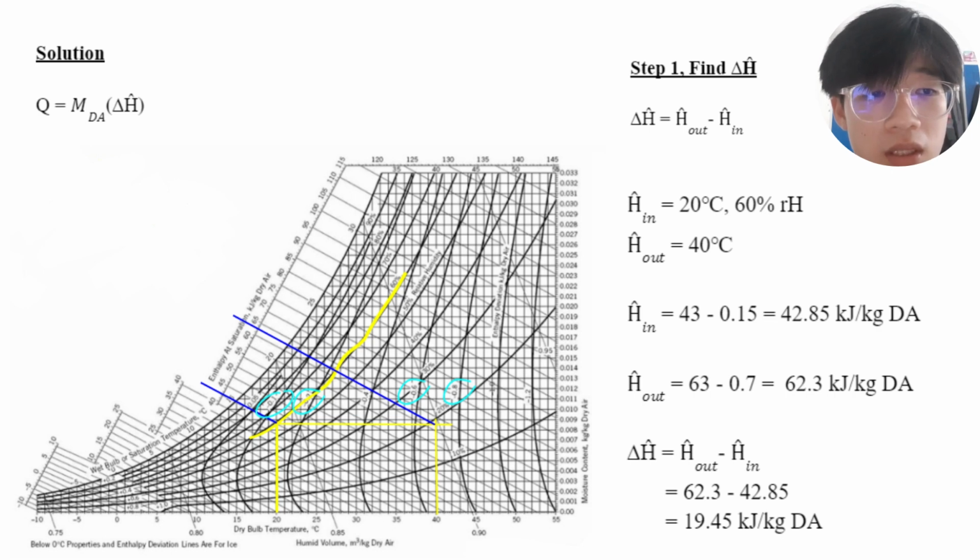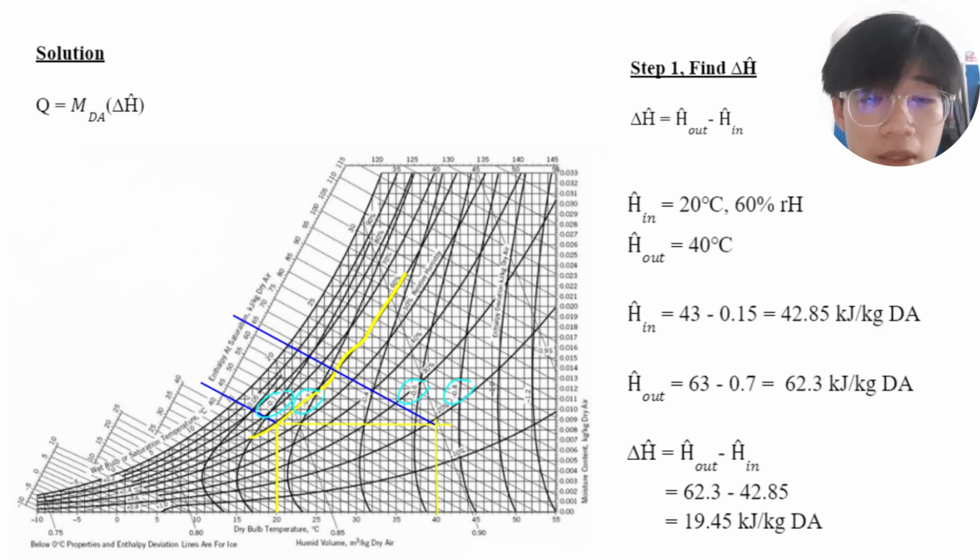Remember that our inlet air is not saturated, and it is only 60% of saturation. So we have to account for the enthalpy deviations, which are the curves beside the intersection point, negative 0.1 and negative 0.2. We take the middle value, which is 0.15. So 43 plus negative 0.15, we get 42.85 kJ per kg of dry air.